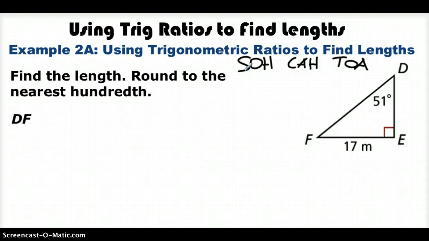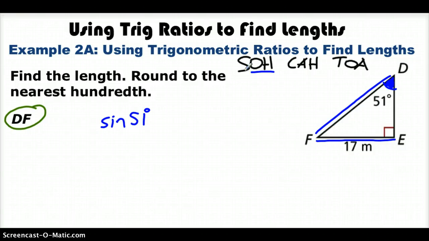So again, we're looking at DF. DF is actually what we are looking for. Now, the given angle that we have here is angle D, and we know that it's 51 degrees. It looks like we know the opposite side, and the side that we want to know, DF, is the hypotenuse. So again, opposite and hypotenuse, it looks like sine is the one that we're going to want to use. So we'll say that the sine of 51 degrees is going to be equal to opposite over hypotenuse.